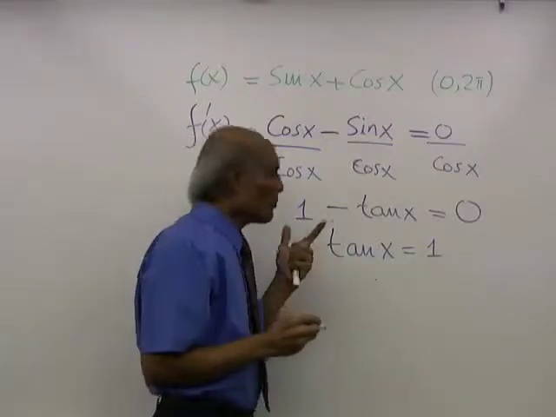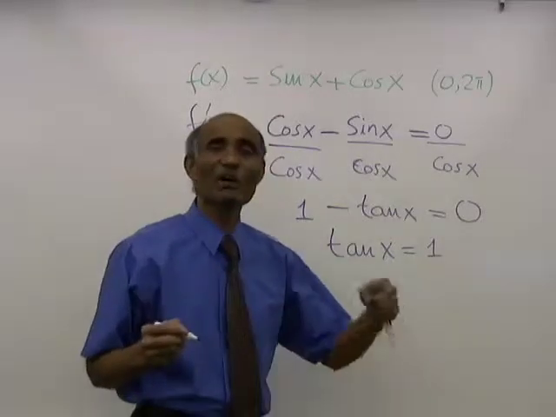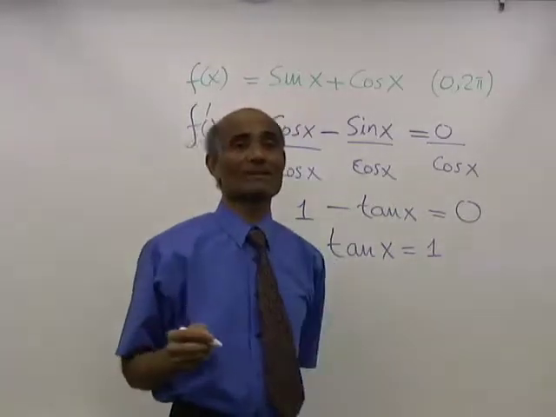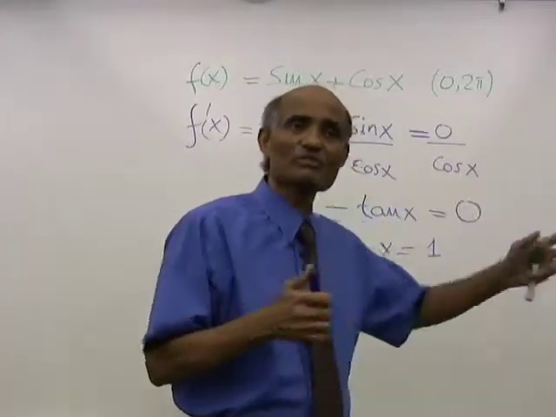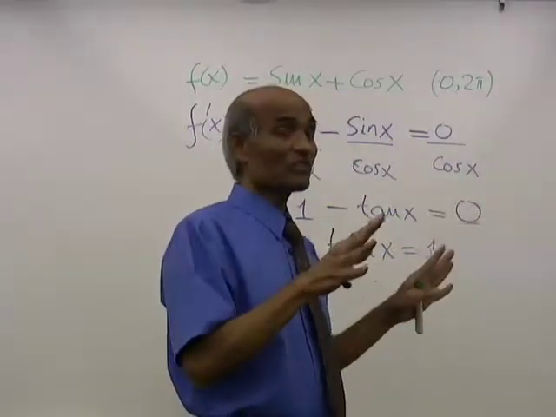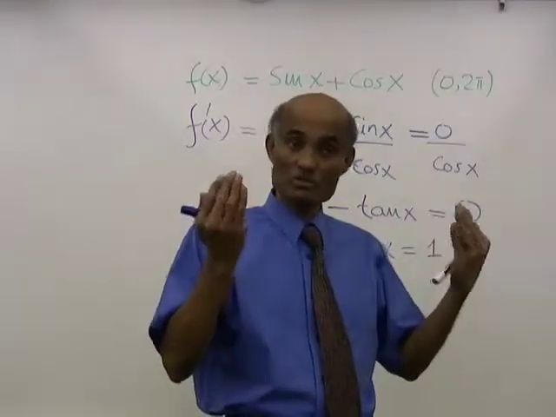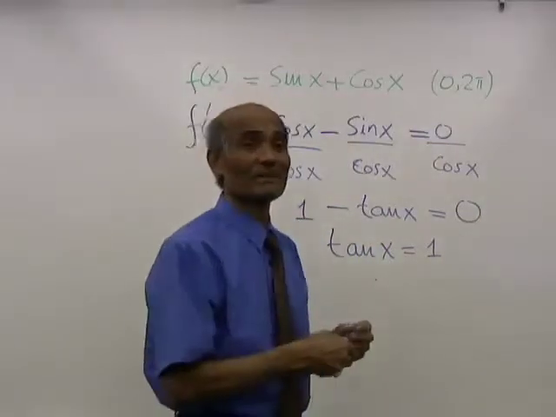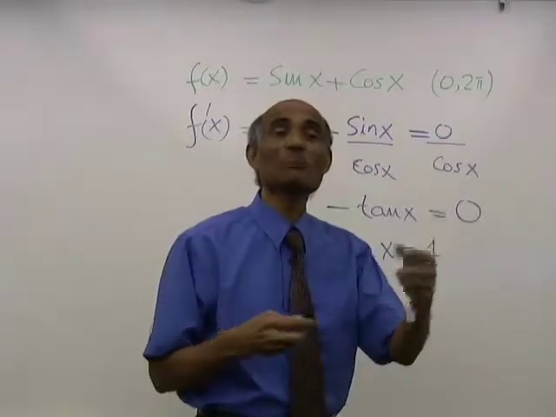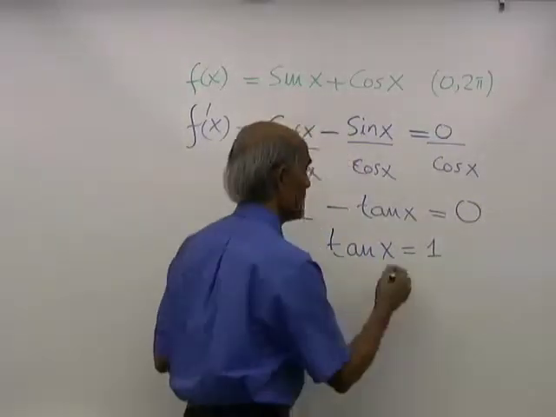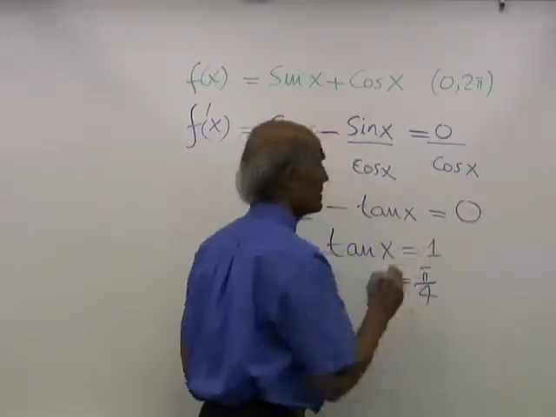Alright, when does tan x become 1? Tan of what number is 1? Remember, I told you, always think in degrees and then convert it to radians. Now, in this part of calculus, we don't use degrees, we always use radians because they are real numbers. Tan of 45 degrees is 1. 45 degrees is pi by 4. Now, that gives you x equal to pi by 4.